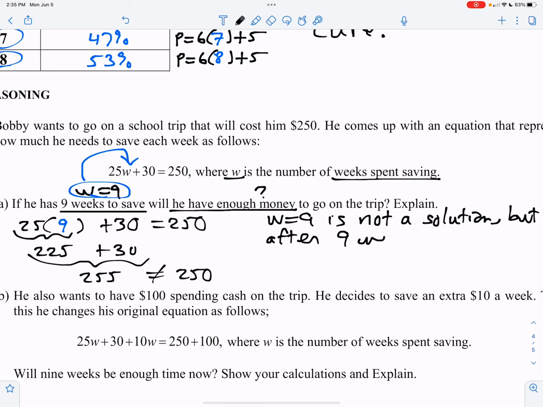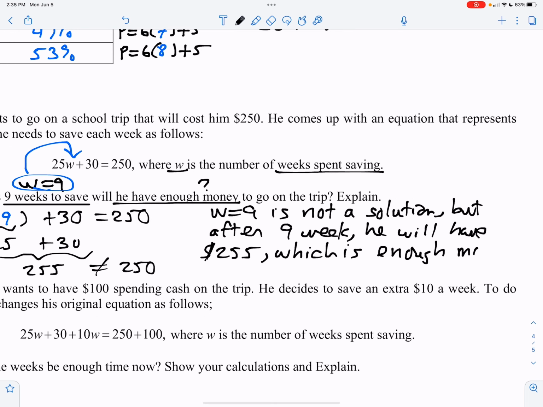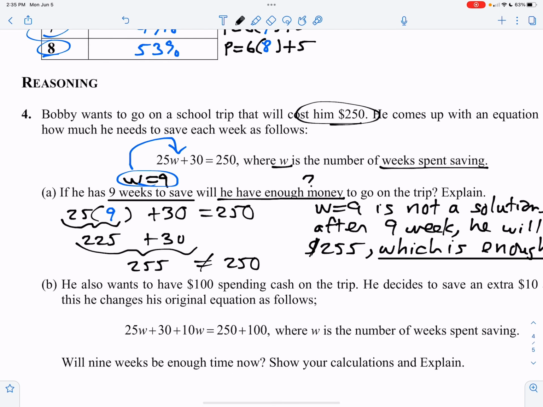after 9 weeks, he will have $255. That's what he will have right there, which is enough money. Remember, why is it enough money? Because he needed at least $250 to go on this trip.